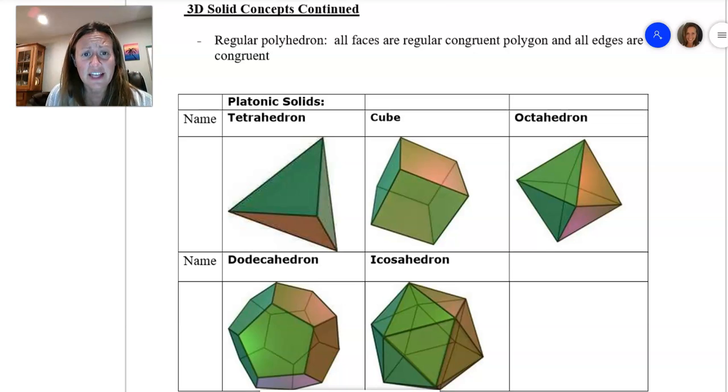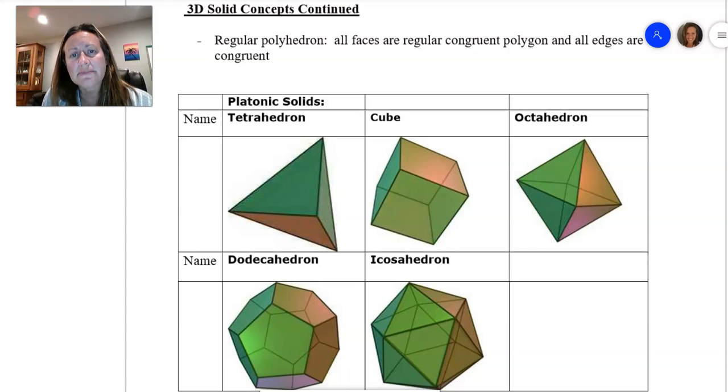Yeah, a lot of the old philosophers were mathematicians. Mathematics and philosophy went hand in hand back in the day. So Plato named these special solids, or they were named after him.